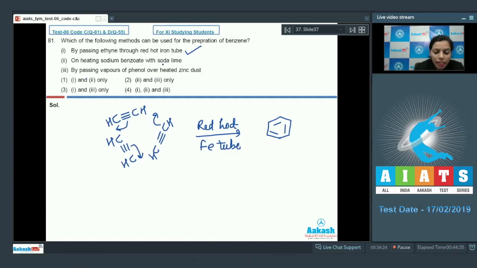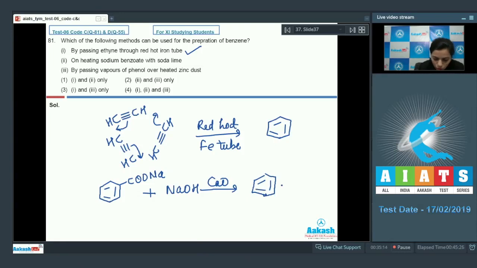Further, on heating sodium benzoate with soda lime, sodium benzoate, that is C6H5COONa. This is sodium benzoate, and it is treated with soda lime, that is NaOH, in the presence of CaO, and there is the formation of benzene, along with which Na2CO3 is released. This is also a correct method of preparation of benzene.